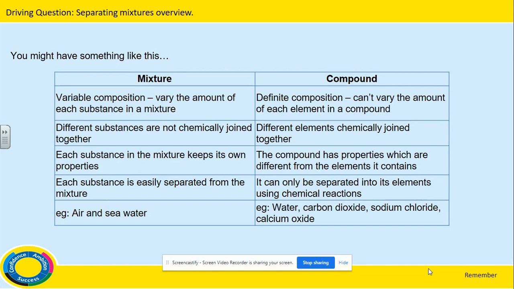Alright, so examples of a mixture: air and seawater. A compound, for example: water, carbon dioxide, sodium chloride, and calcium oxide.